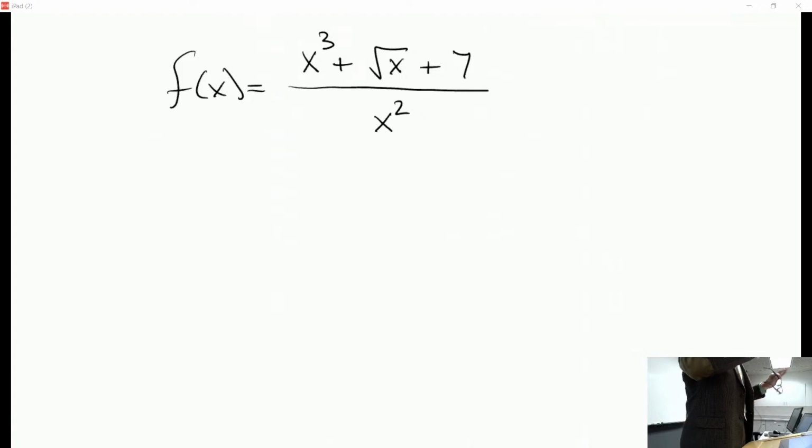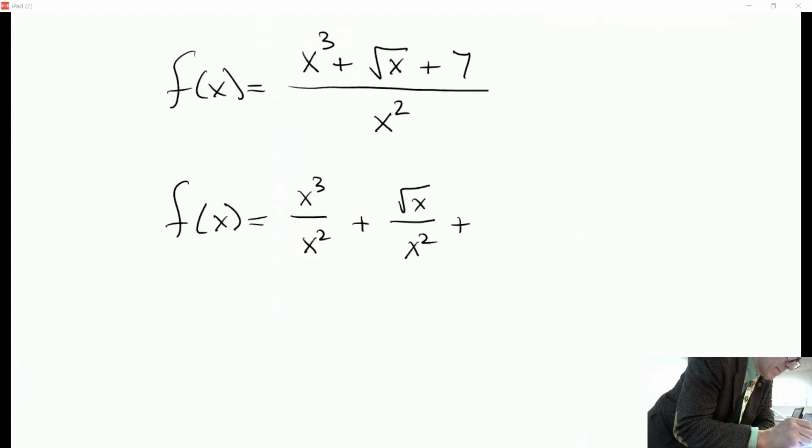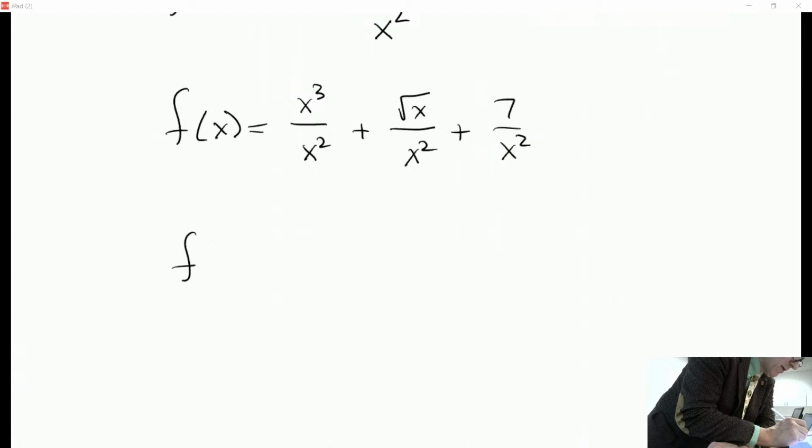Now, there will be some normal derivatives that you do, but you'll have something like this. If you have one of these, here's the trick. First of all, break this up into 3 fractions. Second, we're going to simplify each of the 3 fractions individually.